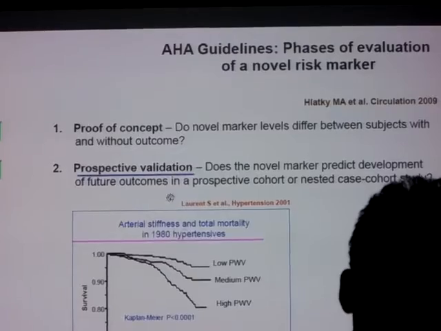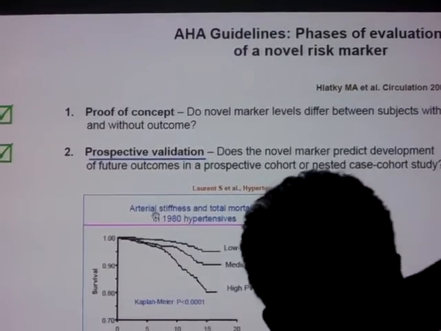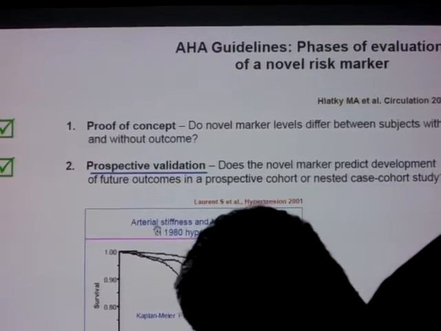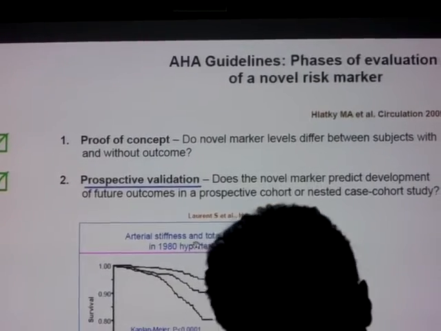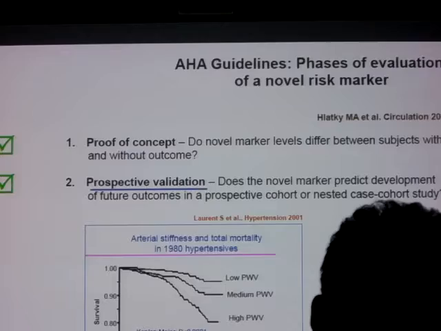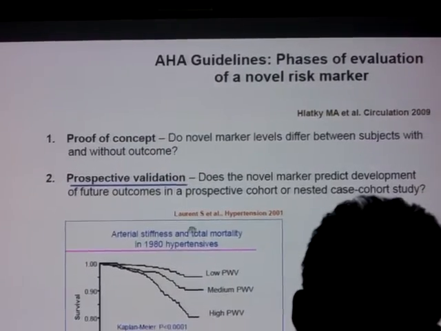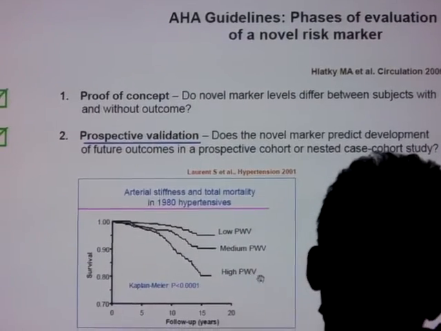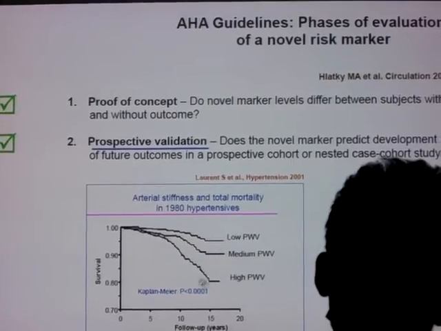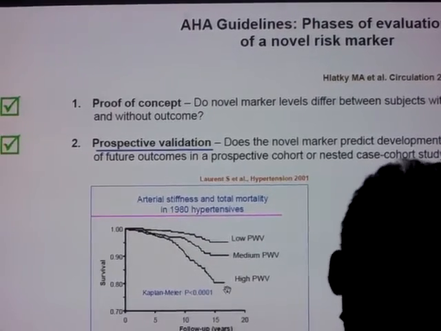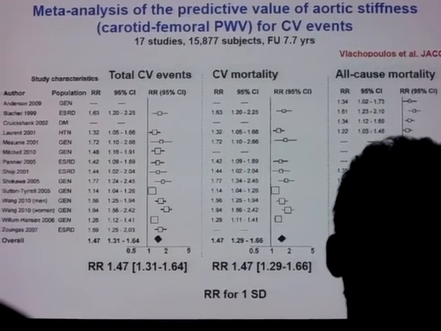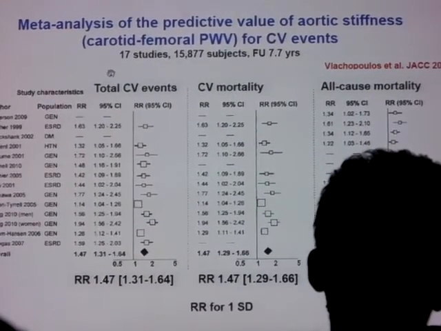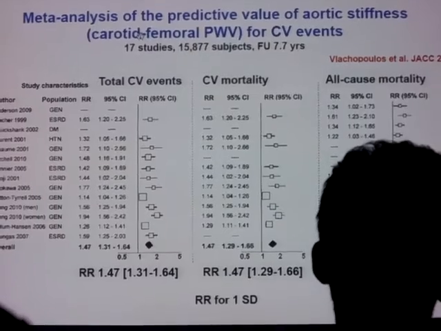And here, I'm happy to show you this old paper, more than 10 years ago, in which we showed in 2000, roughly, that arterial stiffness was a predictor of total mortality. The highest the pulse wave velocity, the lowest the chance of survival. And now, 10 or more years later, we have 17 studies for carotid femoral pulse wave velocity.